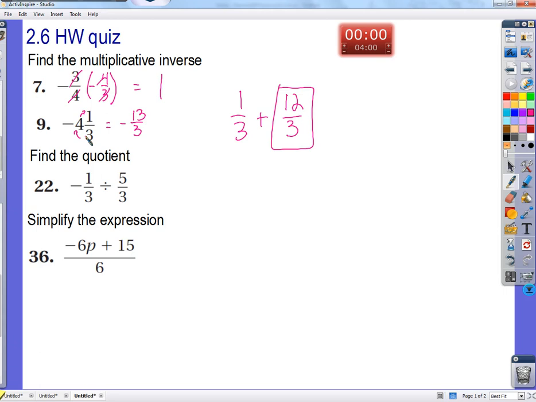Yeah, 12/3 is an improper fraction. Okay, there we go. 12 divided by 3 is 4. So this is 4 and this is 1/3. Is this just 4 plus 1/3? No. It's not? What is it? 4 times 1/3. Yeah. Let's look at 4 times 1/3. Multiply straight across, we get 4/3.